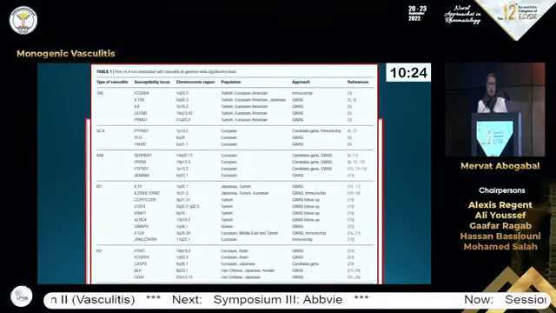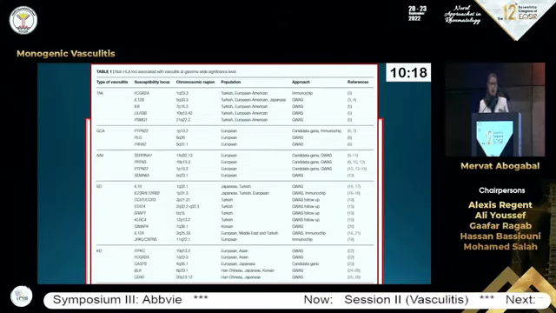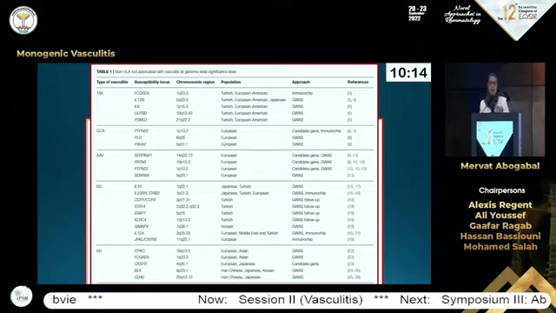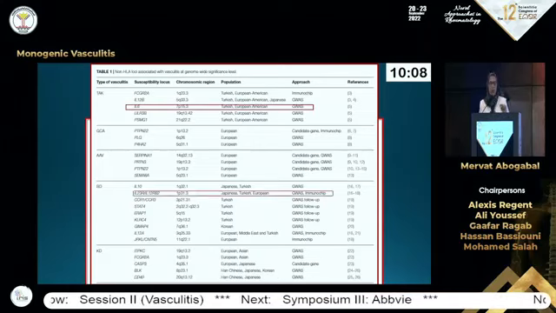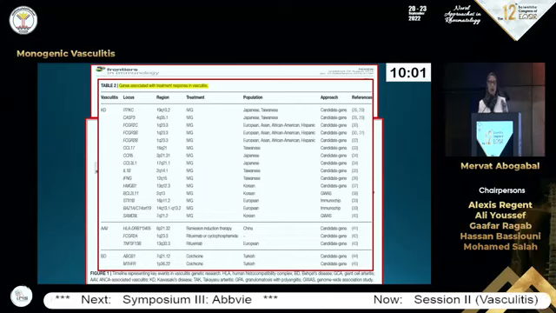Even more, in the same literature, they provided a table for different forms of vasculitis with their associated susceptibility loci outside the HLA region and their corresponding chromosomal region. Even more, they provided another table for some forms of vasculitis with their gene-associated treatment response.